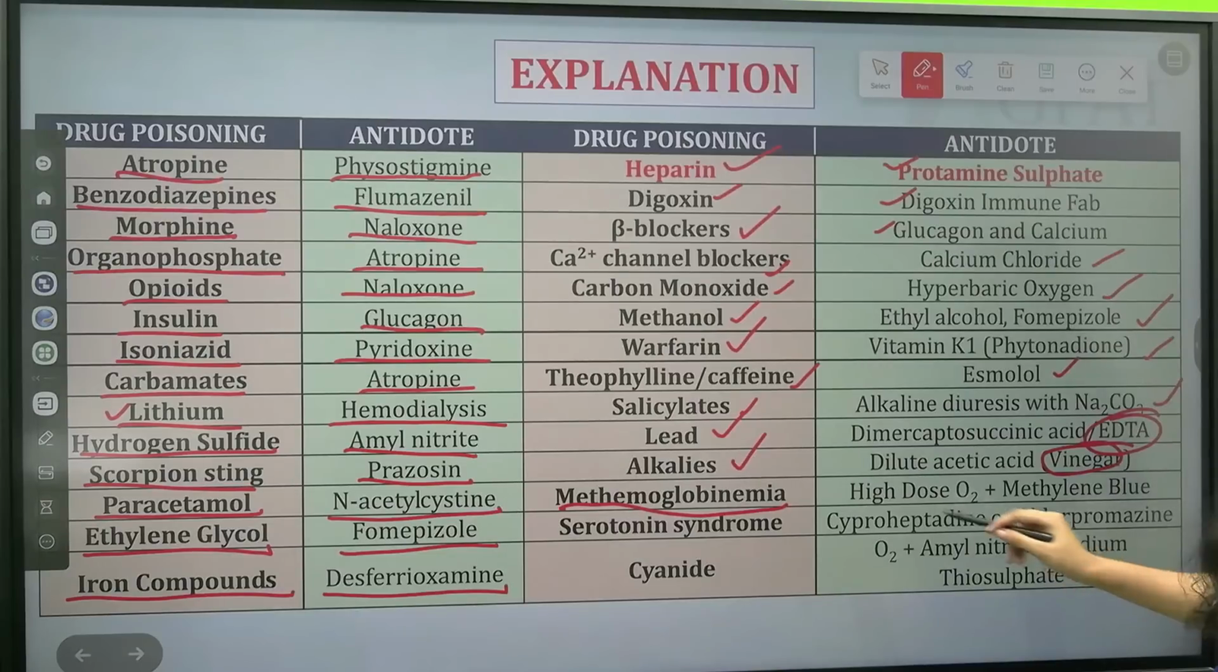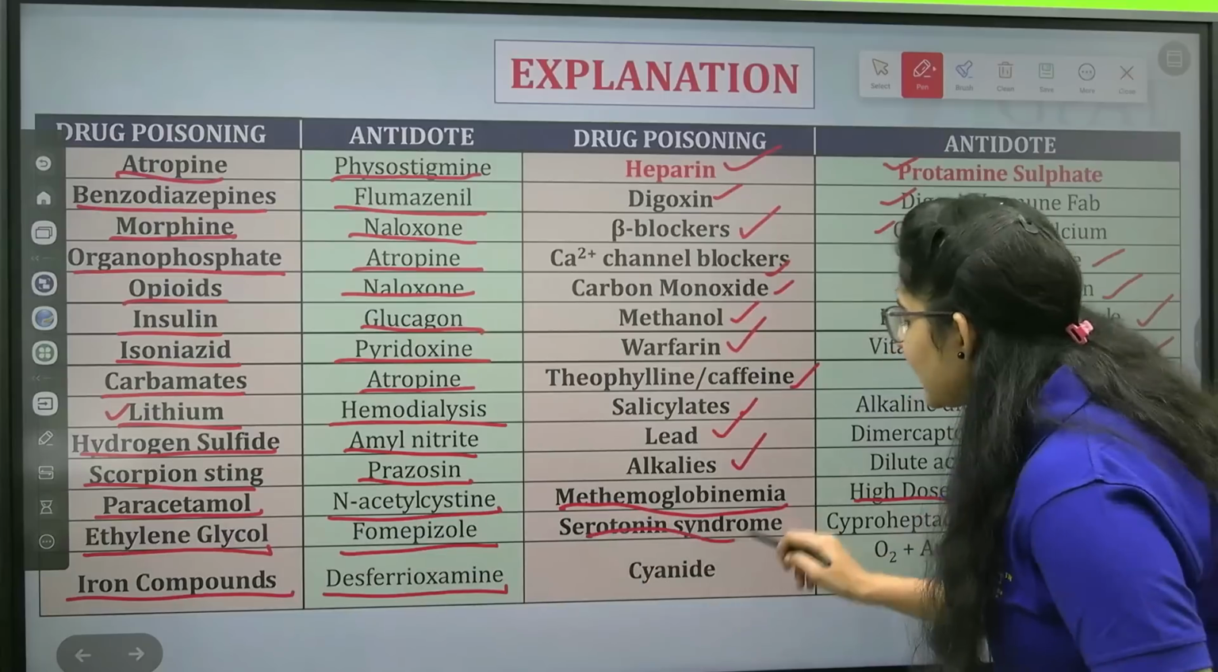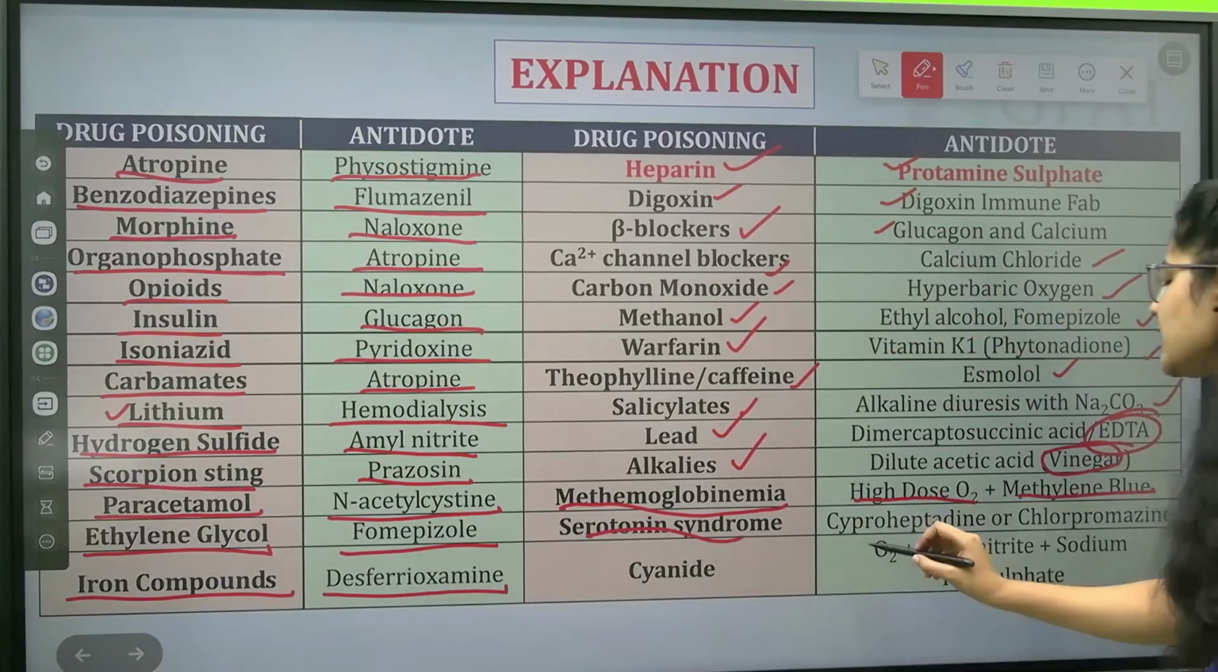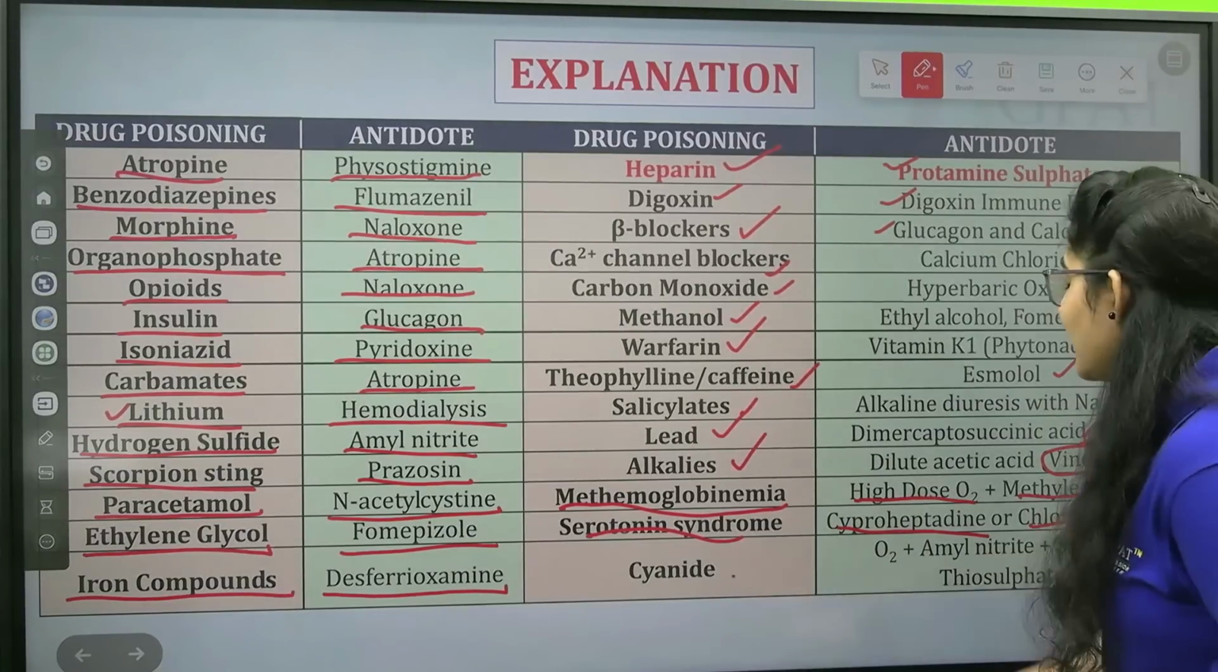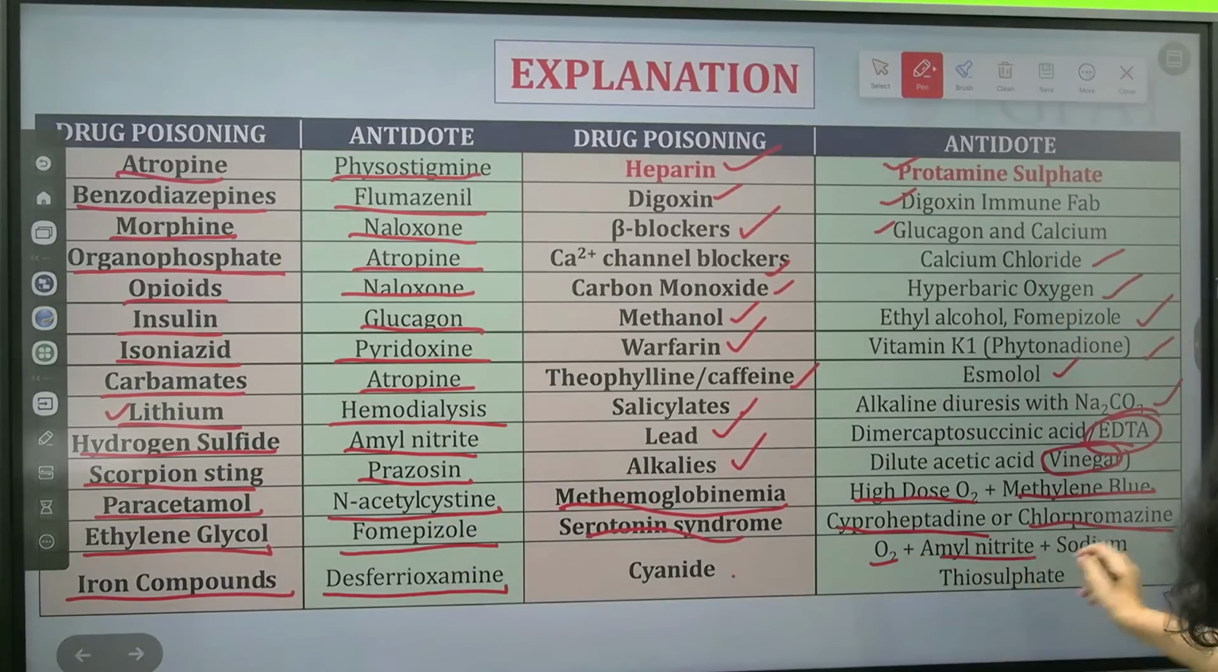methemoglobinemia is treated with a high dose of oxygen and methylene blue. Serotonin syndrome, that is cyproheptadine, or you can use chlorpromazine. Next is cyanide, oxygen plus amyl nitrite plus sodium thiosulfate. You can take a screenshot of this chart and revise it, because direct questions can come from this particular topic. Okay?